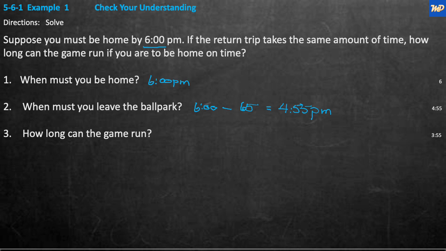And how long can the game run? Well, we're going to take 4:55 and subtract the start time. When did the game start? It started at 1. The game can run from 1 o'clock to 4:55. So 4:55 minus 1 hour, we're just going to subtract 1 hour from here. So the game can run 3 hours and 55 minutes. Just 3 hours 55, okay? That's what we're going to say. That's the answer to our question.